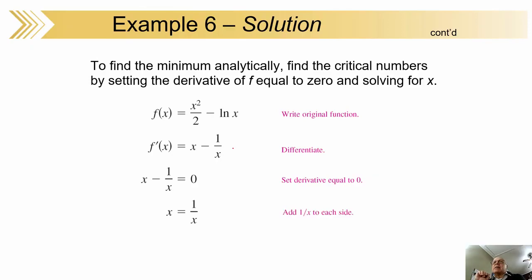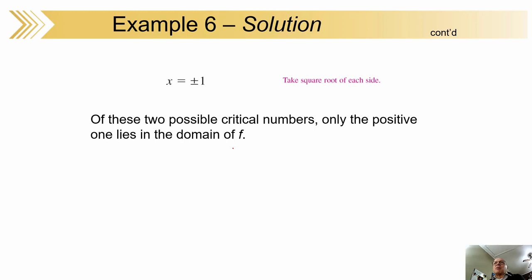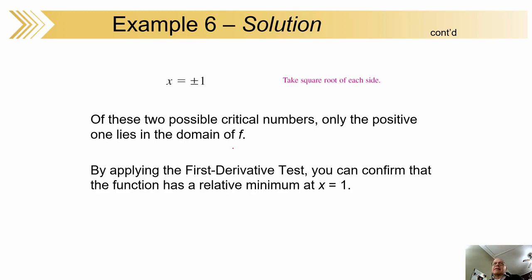Add 1 over x to both sides. Then what do you think next? Multiply each side by x, the common denominator. And we've pretty much got it. What squared equals 1? Plus or minus 1. However, only positive ones are in the domain. In other words, with natural logarithms, we can only use positive numbers. So we throw out the minus 1. Next, applying the first derivative test, you can check that it's got a relative minimum at x equals 1.